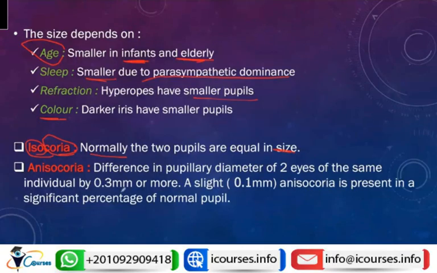Usually this difference is 0.3 millimeters or more. Sometimes there is what's called physiological anisocoria. In physiological anisocoria, the difference between both eyes is less than 0.3 millimeters. It can sometimes be about 0.1 millimeter, and it is present in about 20% of normal individuals, so it is not uncommon. It is still called anisocoria, but it is physiological anisocoria. It doesn't reflect any disease.